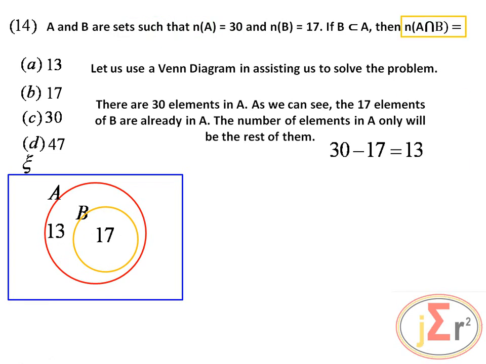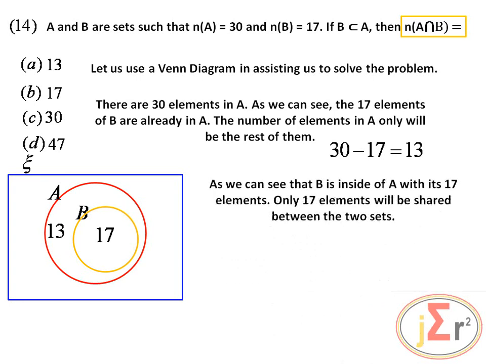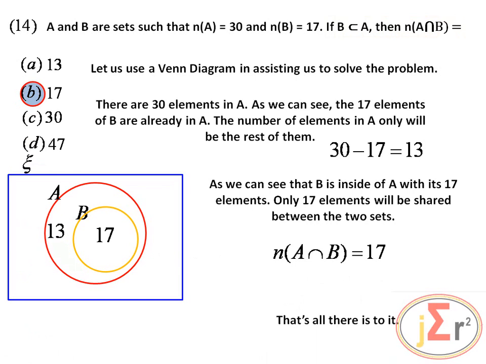Then we need to determine the number of elements in A intersection B. As we can see, B is inside of A with its 17 elements. Only those 17 elements will be shared between the two sets. So n(A intersection B) is equal to 17. That's all there is to it.